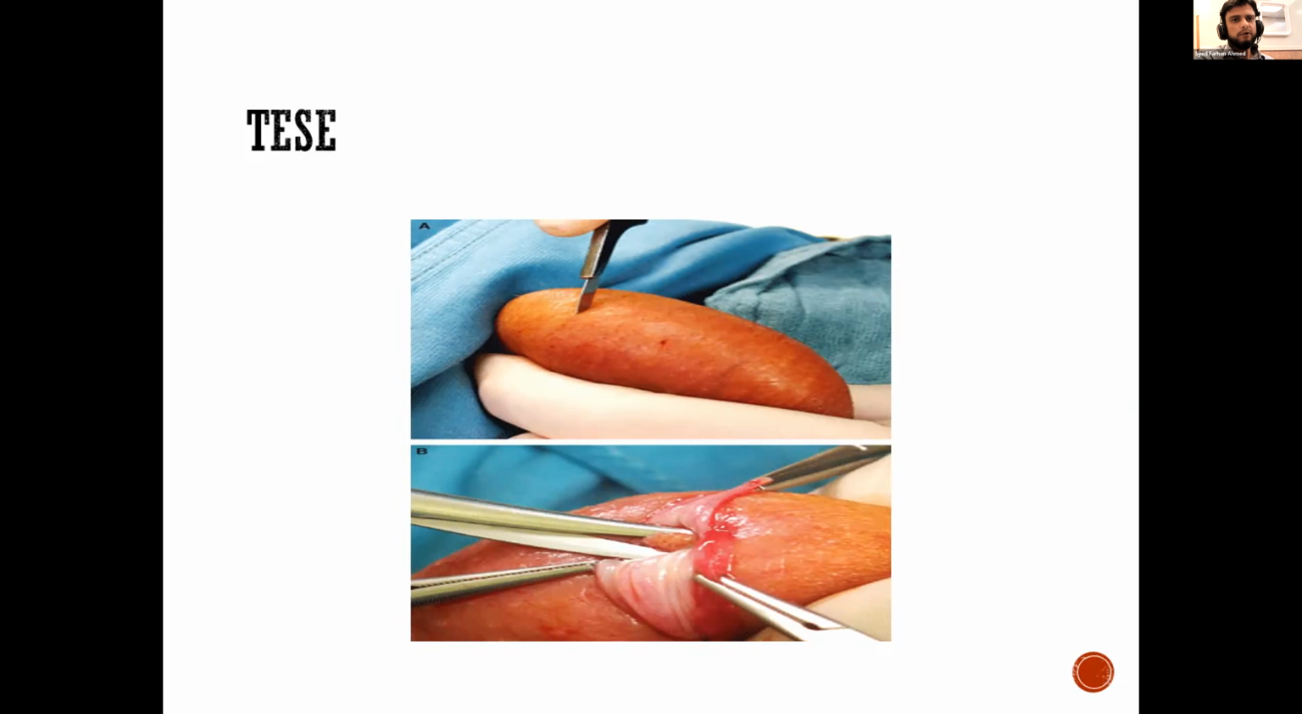Usually when you make a small cut in the tunica albuginea, these seminiferous tubules bulge out without any effort. So you just take a scissor and trim it out and give it to the laboratory for further analysis. And you close it with the same holding suture that you have taken with the Vicryl 3-0 or 4-0, and these running sutures are taken. So this was the testicular aspiration.